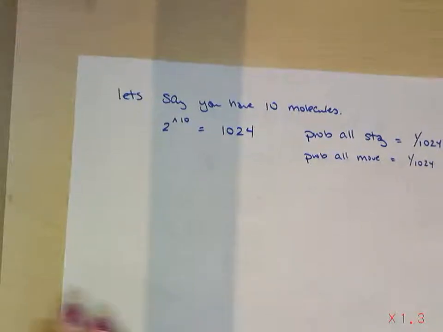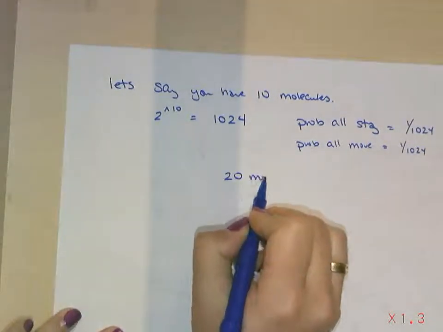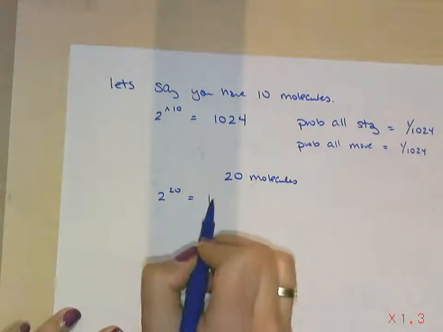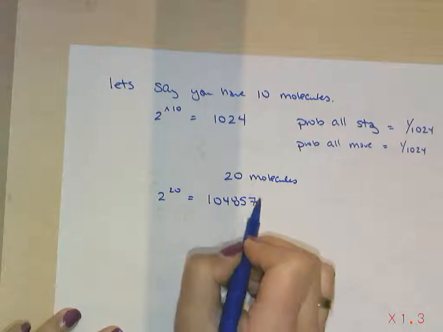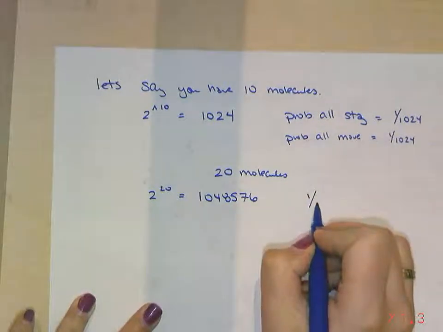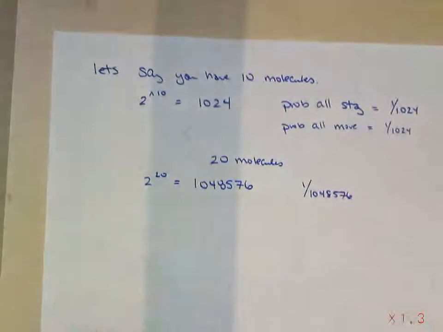Okay, let's say now I have 20 molecules. It'll be 2 to the 20th, which happens to be 1,048,576 different flasks I would have to draw. What's the probability that all the molecules would stay put? Pretty much 0 at this point, but we'll say 1 out of 1,048,576 chance of it staying put.